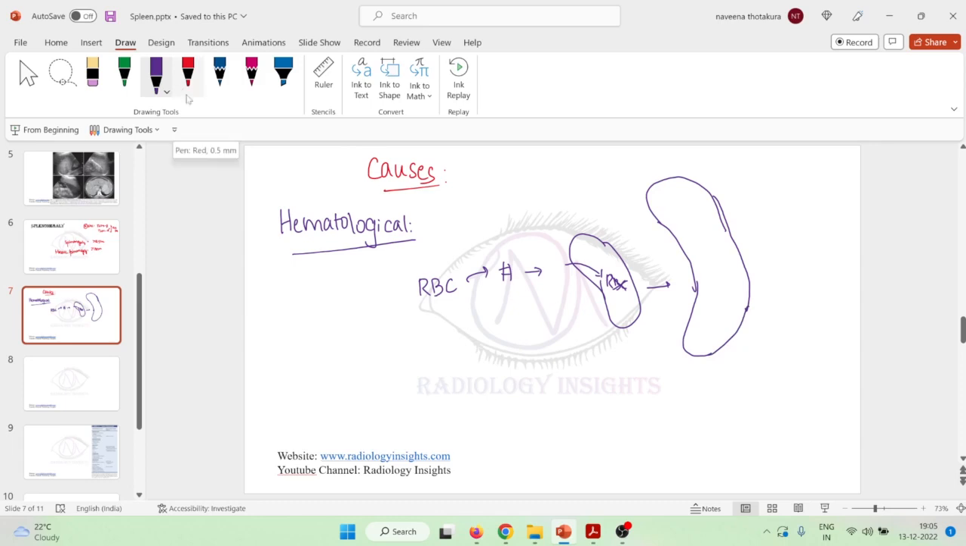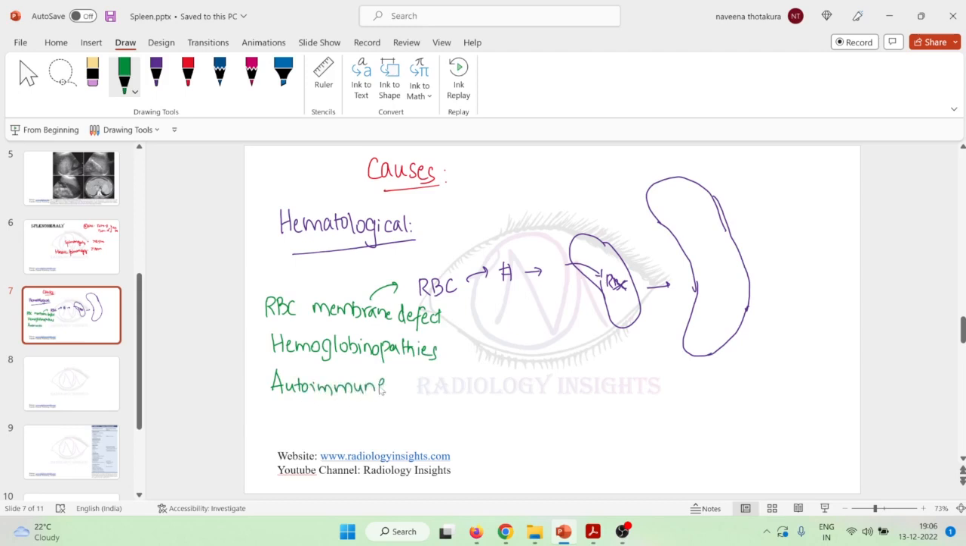So what are the diseases where RBCs are defective? There can be red blood cell membrane defects like spherocytosis and elliptocytosis. There can be some hemoglobinopathies like thalassemia or sickle cell anemia or any type of hemoglobinopathy. There can be some autoimmune hemolytic anemias. These can be warm or cold autoimmune hemolytic anemias or paroxysmal cold autoimmune hemolytic anemias.